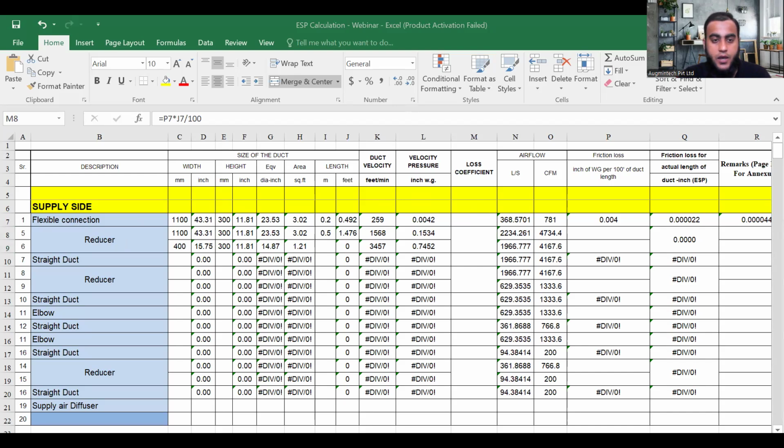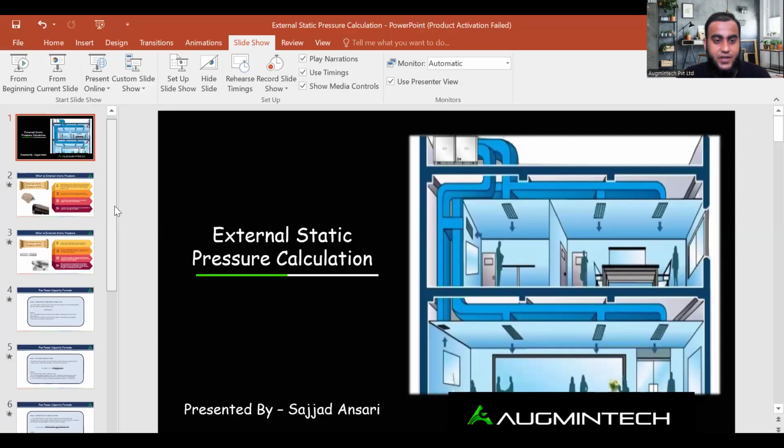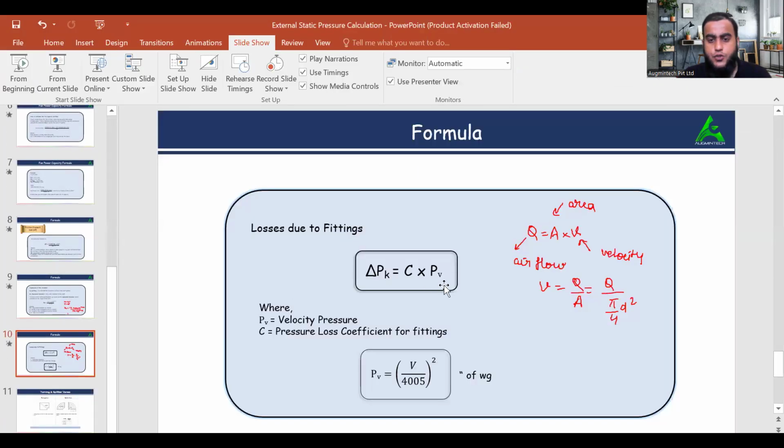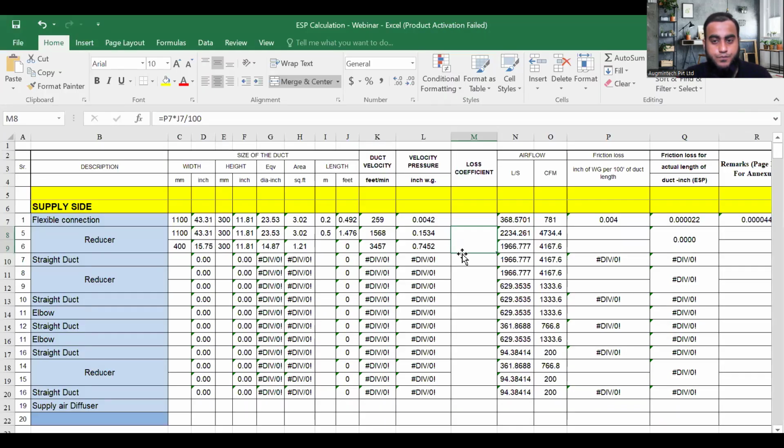Yes. See, I'm just showing you. I'm sharing this screen here. The formula is C into PV, velocity pressure into loss coefficient value. So now the question is, sir, from where do we get the loss coefficient value? Directly also you can calculate with the help of software.